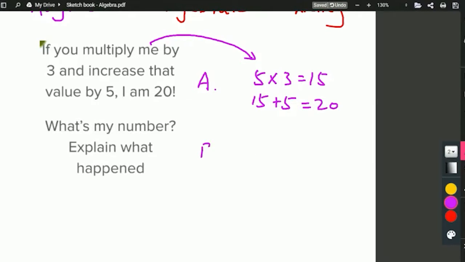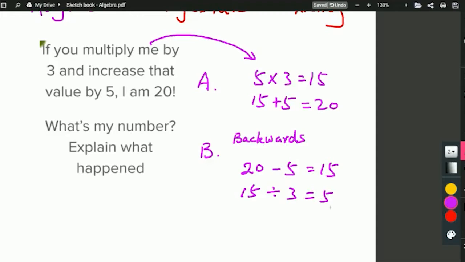And the second approach is they do it backwards. What they do is 20 subtract 5 is 15. And 15 divided by 3 is 5. And then they say, okay, this is the answer. Right, let's compare these two approaches.